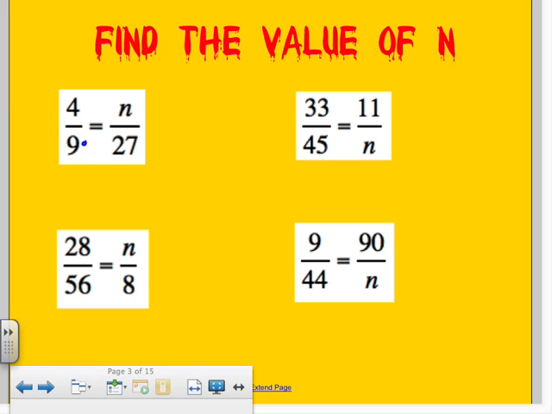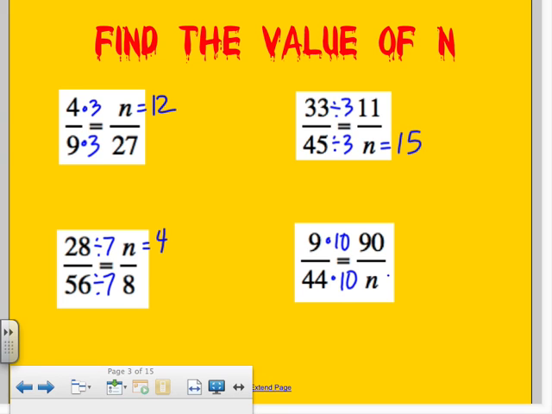So this first one, you notice the pattern is times 3. So times 3, that means this would have to be 12. This pattern, they divided by 3. So to make this, n has to be 15. This one, they divided by 7. So that would make n have to be 4. And this one, they multiplied by 10. So that would make n have to be 440. So that's equivalent fractions.